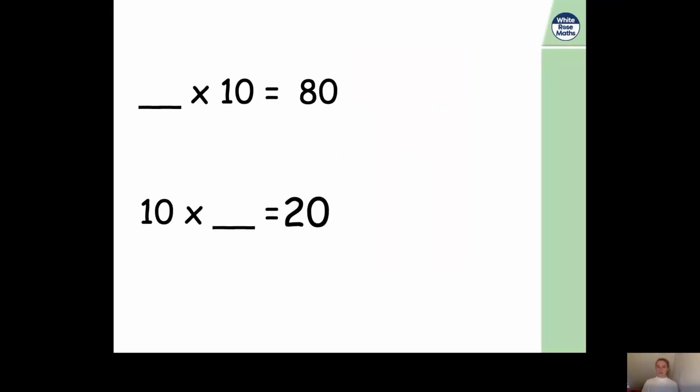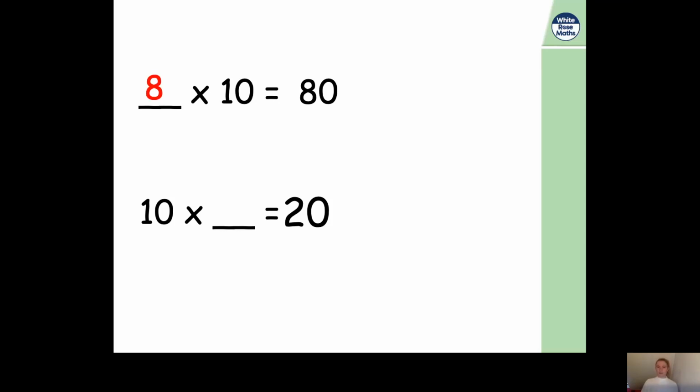Okay, and this time we have some missing numbers. We're going to try to do this one without the arrays. So we need to count up in steps of 10 until we get to 80. Should we do this one together? Okay, so let's try. 10, 20, 30, 40, 50, 60, 70, 80. Stop! We got to 80, and how many steps did we do? Yes, we did 8 steps.